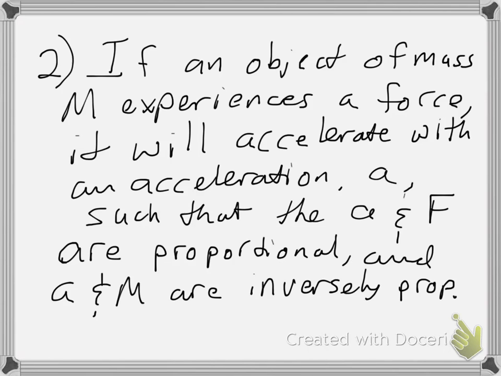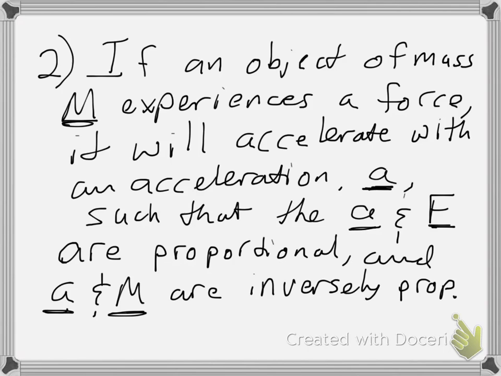So if an object of mass m experiences a force, then it will accelerate with an acceleration we denote by a, such that a and F are proportional, which means that if F increases, then a increases as well, which makes sense. The larger the force or the larger the pull I put on an object, the faster it's going to accelerate. That makes sense. And a and m are inversely proportional.